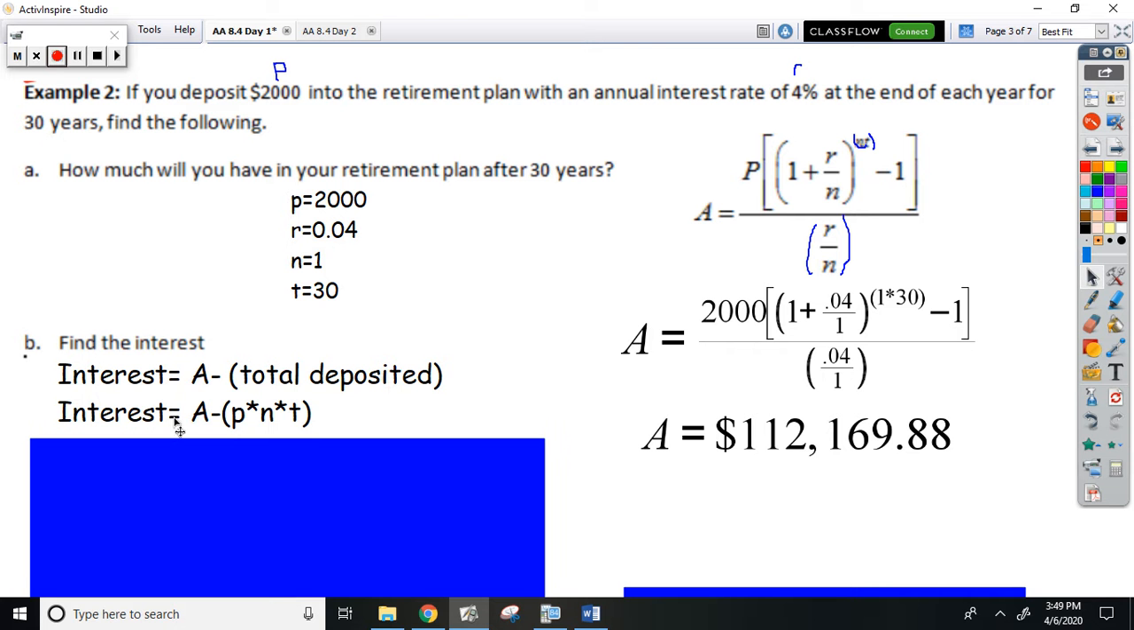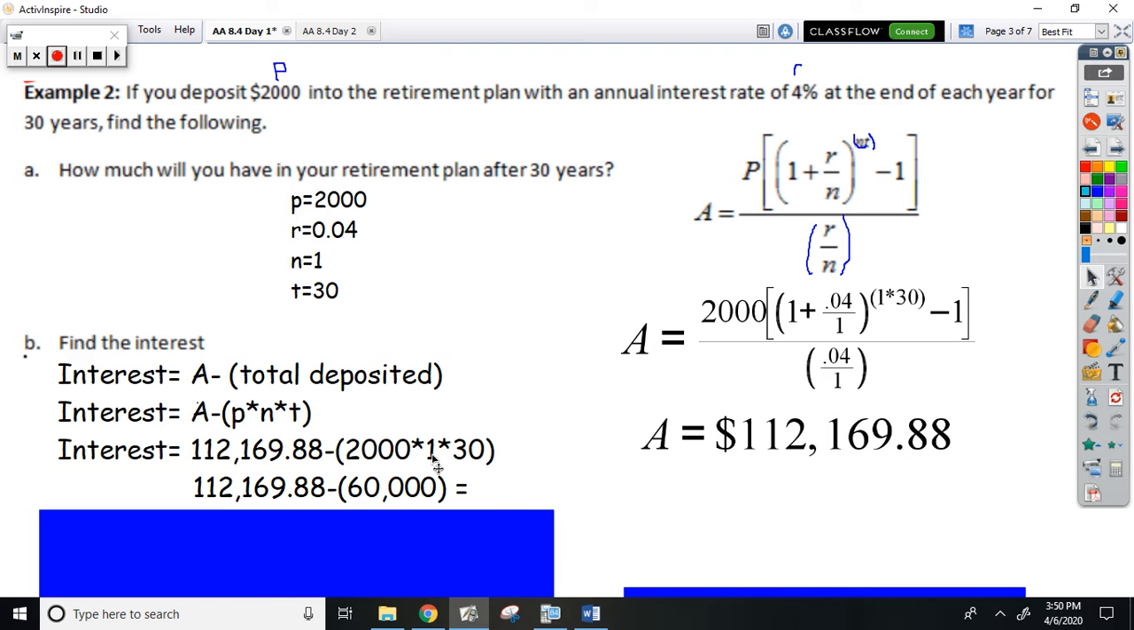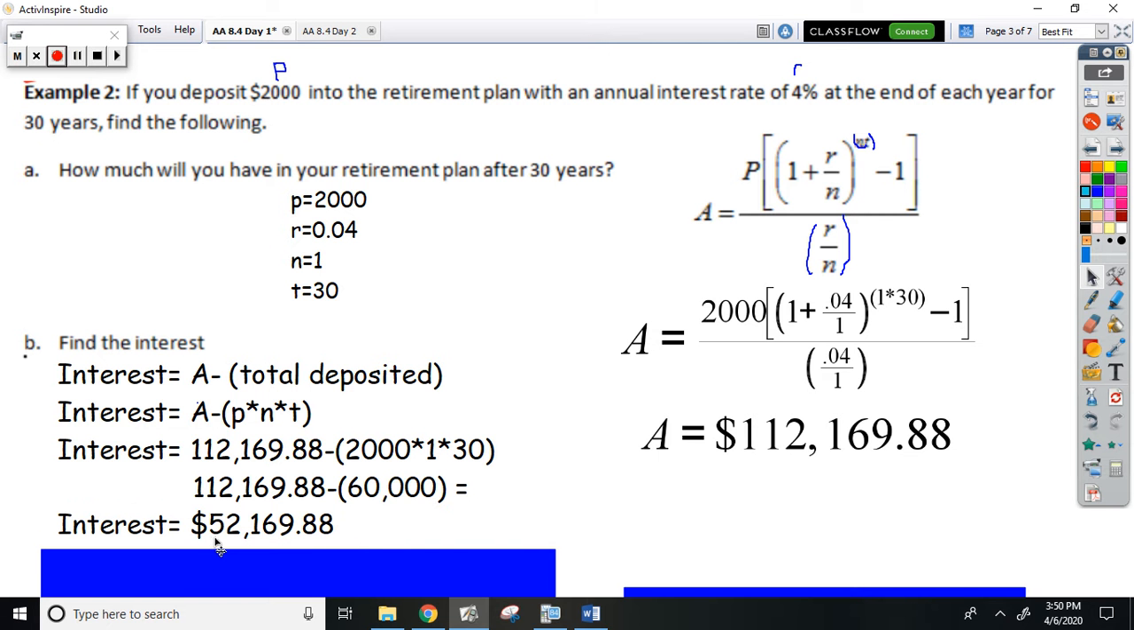Now, a more specific formula would be A minus, to find the total deposited, we'll take the P value times N, which is the number of times we're depositing it, times T, the number of years. So our A value we found over here was 112,000. We'll plug that in for A. Minus parentheses. Our P was 2,000 every year, so times 1, times 30 years. So really, we deposited $60,000. But at the end of the investment, we had 112,000. So we subtract those two values to find that we earned $52,169.88 in interest. So that's how much extra money you made just by storing your money away until you retired.